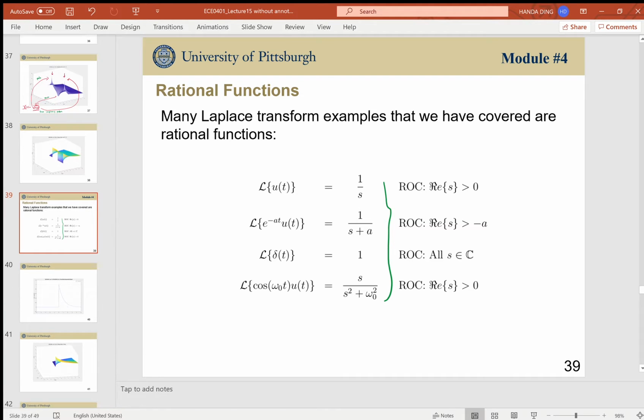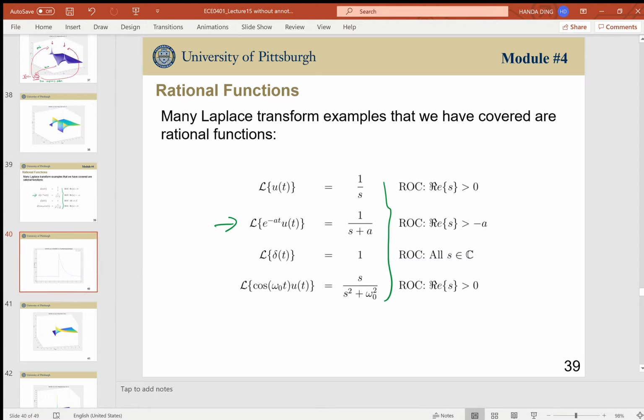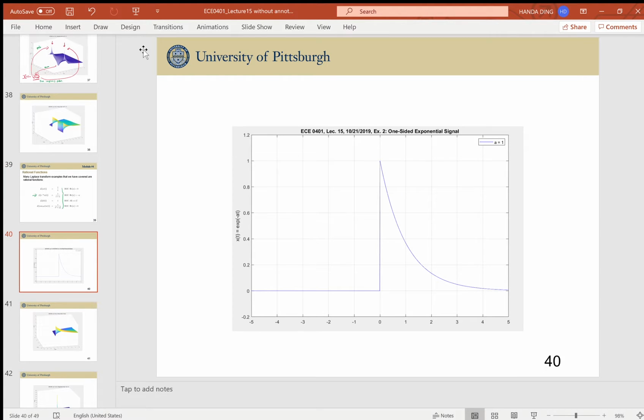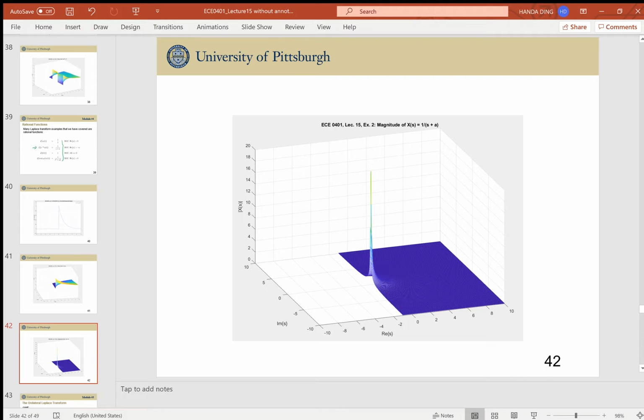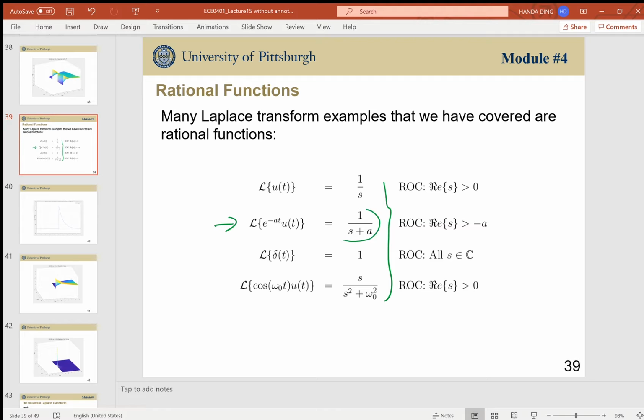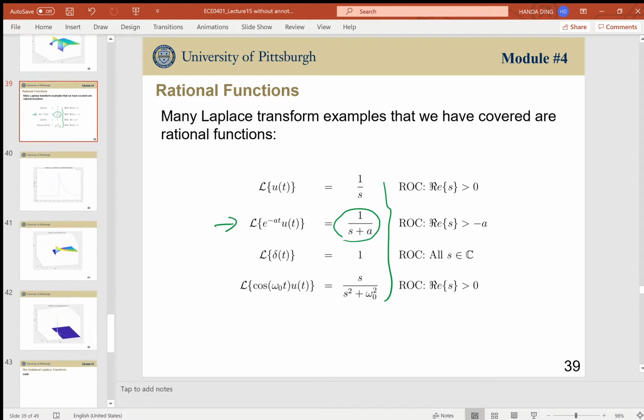Oh, by the way, I don't think we plotted the exponential. So this is the exponential in MATLAB, right? This is the time domain, and this is the amplitude. Oh, this is the phase, sorry. And that is the amplitude. If you look carefully, what is your final result? This is the final result for the exponential, right?